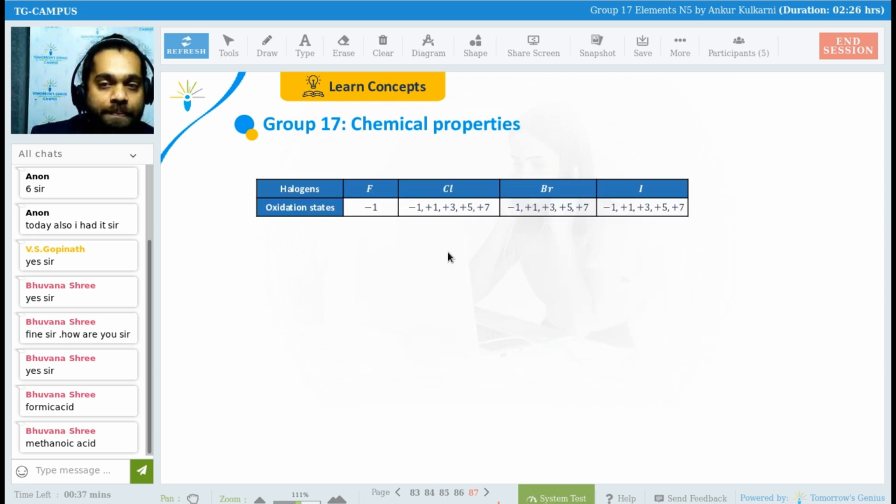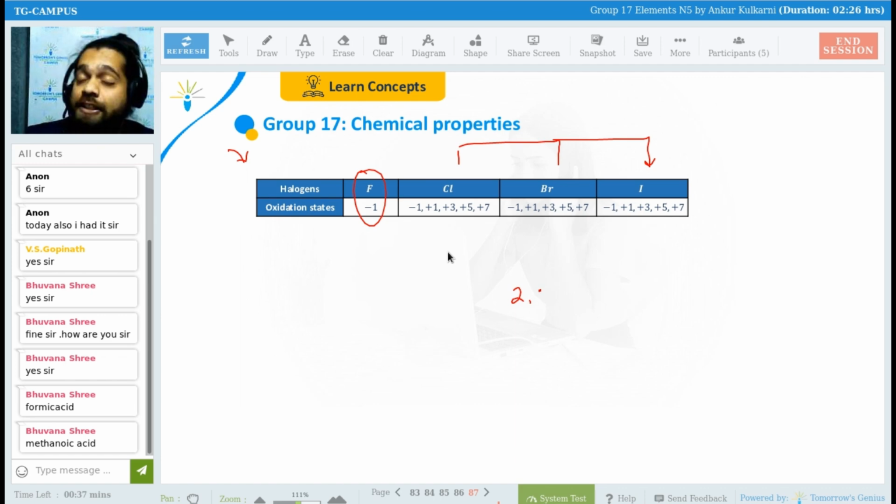Now, the oxidation state: fluorine can only go to -1. It does not like to give away electrons, it will take the electron. Write it down, please. Whatever you have written, chlorine, bromine, and iodine follow it. Fluorine is the exception. Due to its small size, it can only take one electron. It does not like to give away the electron. That's why it is -1. Clear? Why fluorine is the exception?